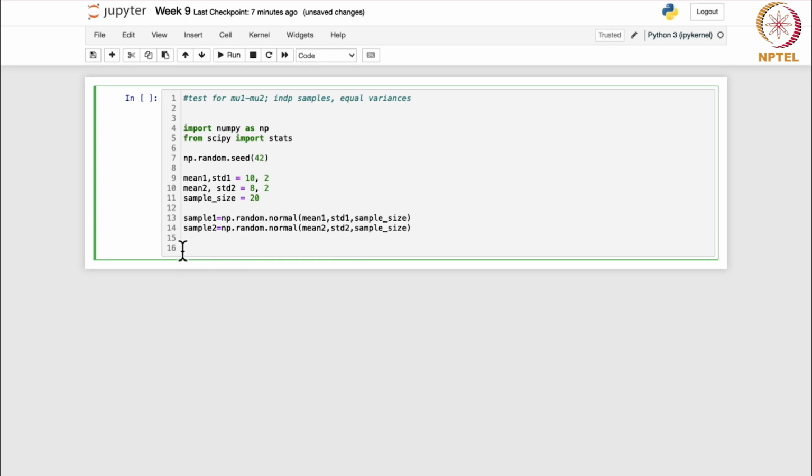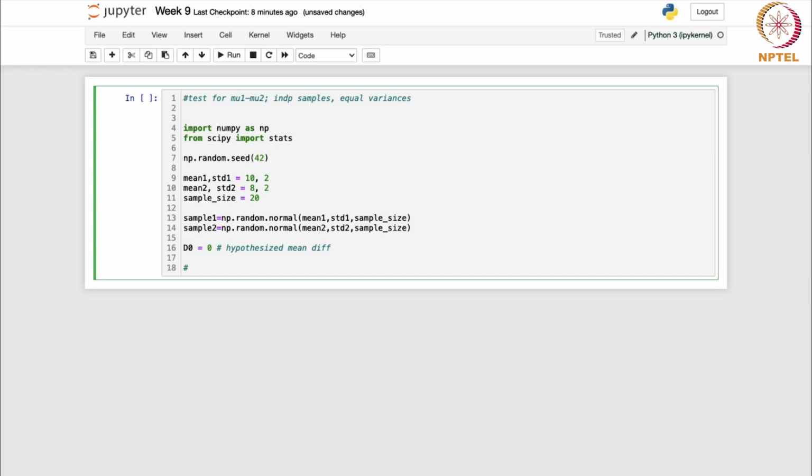Now let us set the hypothesized value of the difference of the means. Let d0 be 0. This is your hypothesized mean difference, because you want to check whether the difference between the two means is less than or equal to d0 versus whether it is greater than d0, in the case of a right tail test. In different tests we will have different hypotheses, but this d0 we can keep as 0.